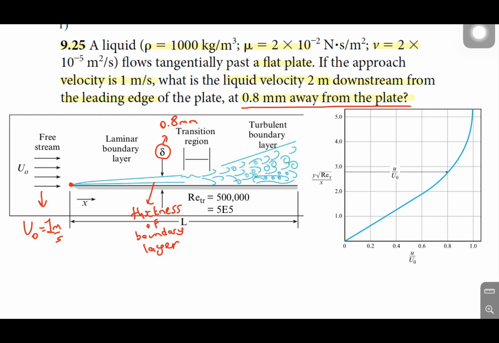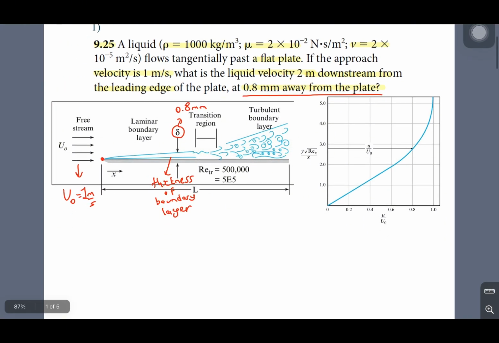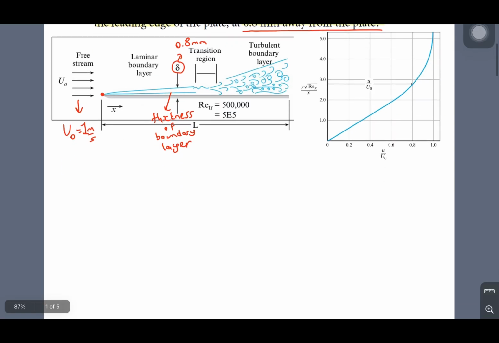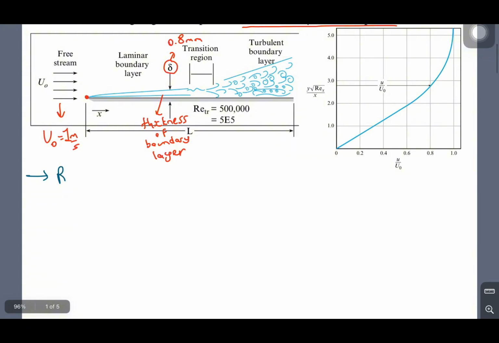So what we need is the velocity of that liquid at that point on the plate. Let's get started with the first equation. First, we need to see if this flow is laminar or turbulent, or in the transition region. To find that, we use the Reynolds number. As you know, if it is higher than 500,000 we call it turbulent, and if it is lower than 500,000 it is laminar flow.